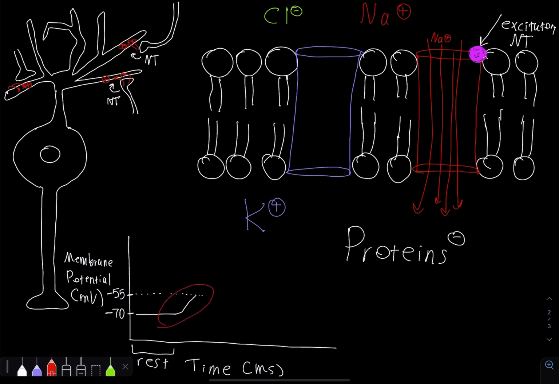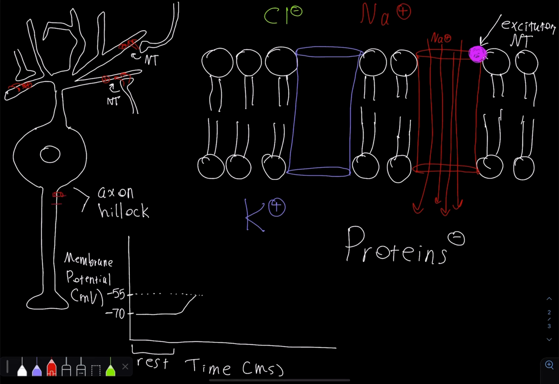it'll reach negative 55. And once it reaches negative 55, there is a certain group of receptors on this area of the neuron called the axon hillock. So this is the axon hillock. This area is going to have a lot of what are called voltage-gated sodium channels. So let's see what that means. Voltage-gated means that if the voltage or the potential goes high enough, these sodium channels will open.